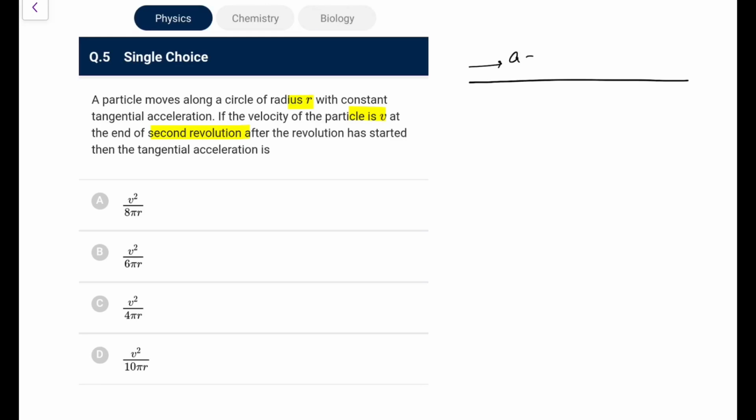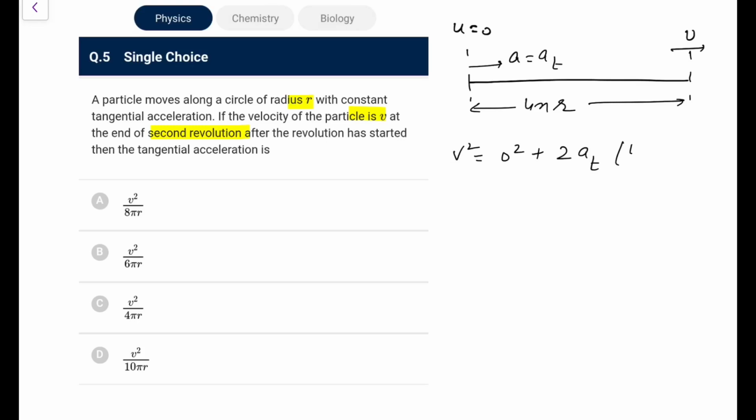Let's assume that the acceleration is at. It was at rest initially, so u was 0, and after traveling 2 revolutions, that means this distance would be equal to 4 pi r, and the velocity has become v. So applying the third equation, v square is 0 square plus 2as. So simply this at comes out as v square by 8 pi r. So go for option A in this particular case.